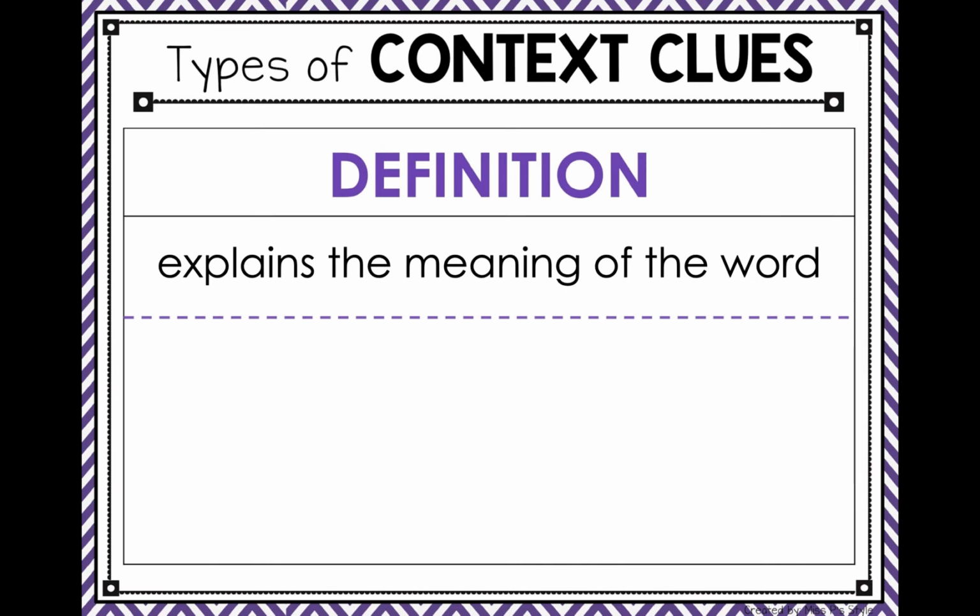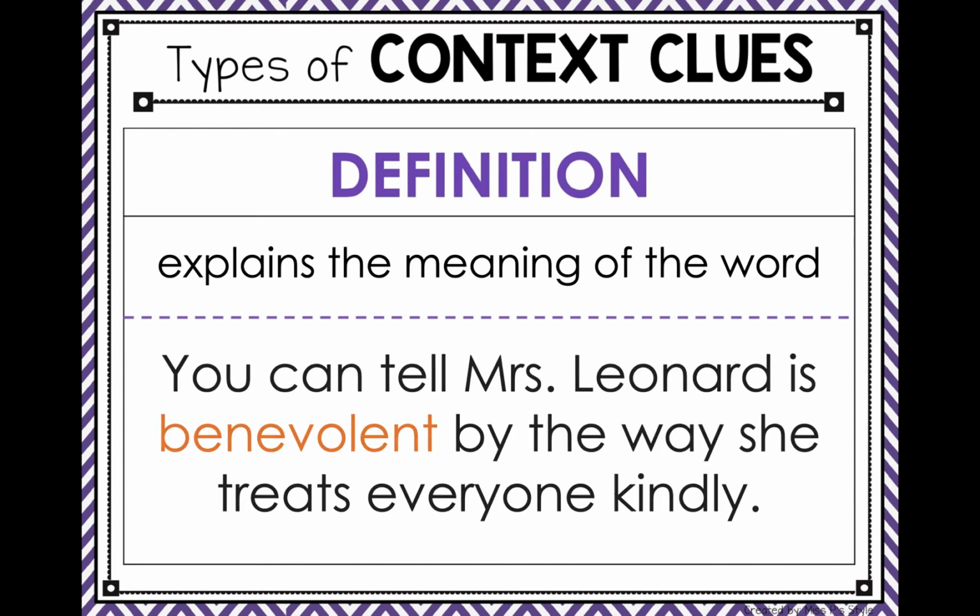There are a few different types of context clues. One is the definition, and that explains the meaning of the word right in the sentence. For example, you can tell Mrs. Leonard is benevolent by the way she treats everyone kindly. The orange word is the word that we are trying to figure out and understand, and the underlined word kindly is the definition. It tells us what the orange word means.